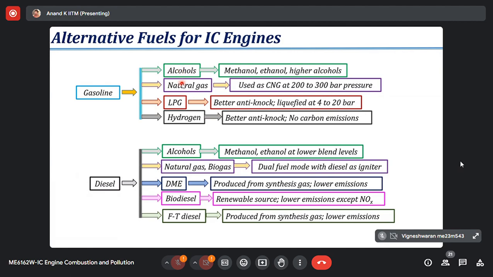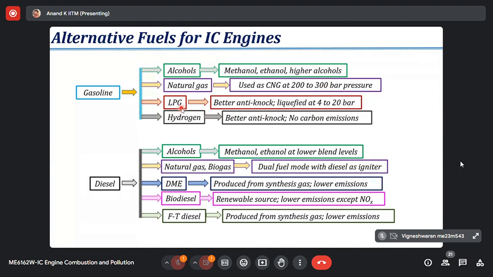You can also use natural gas. Natural gas is methane. CNG is compressed natural gas. In Delhi and other metropolitan cities, we have CNG-powered vehicles. You have to compress this natural gas, which is methane, to a high pressure level of 200 to 300 bar to meet the given vehicle mileage. Because it's a gaseous fuel, power density is poor and volumetric energy content is poor. That's why you have to compress it to this pressure level.